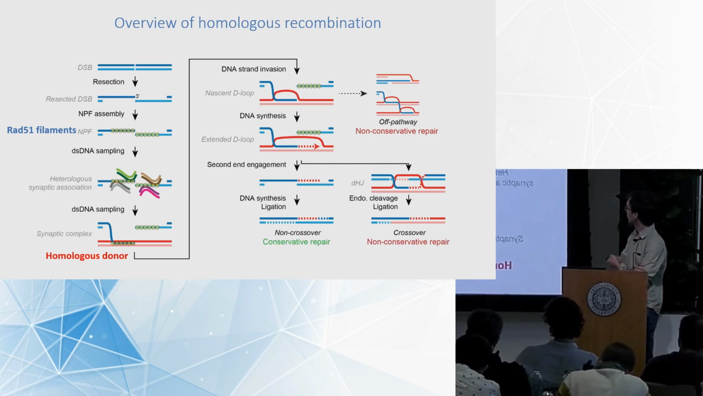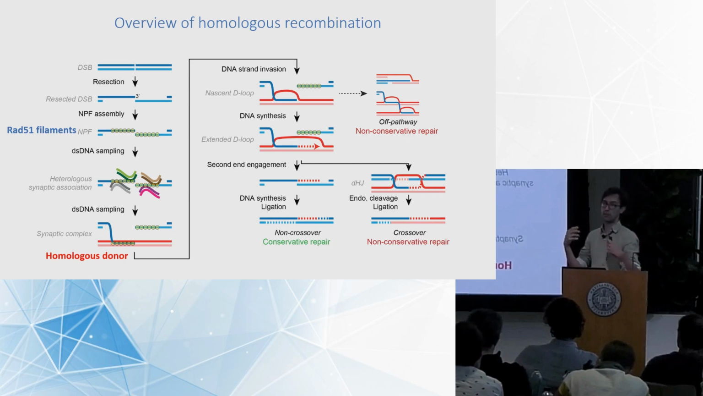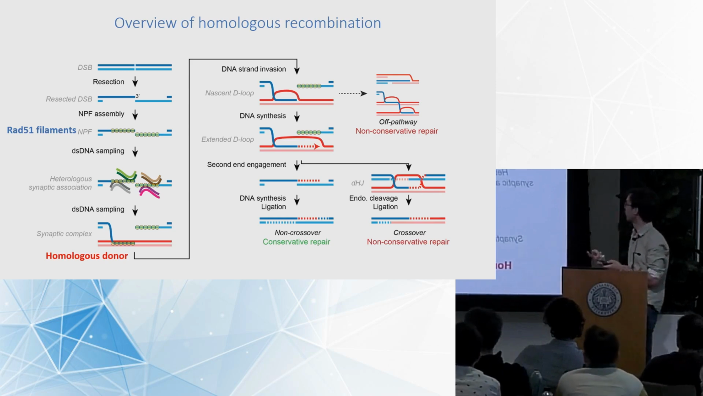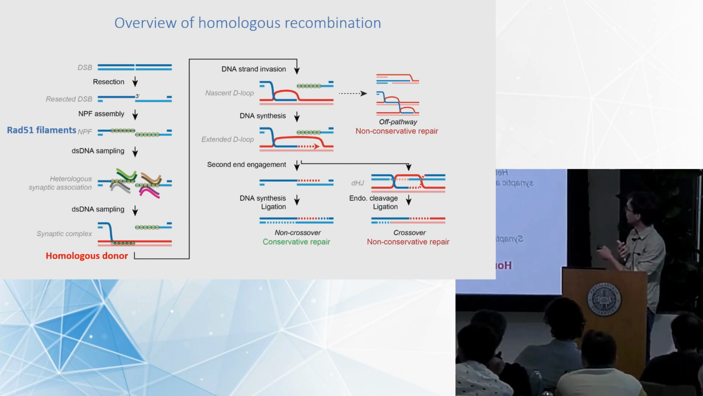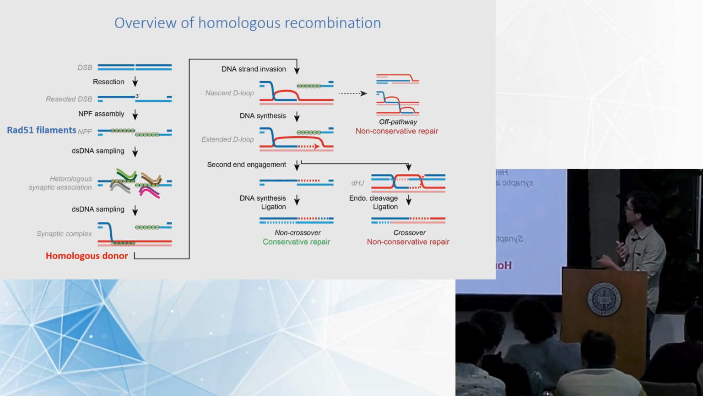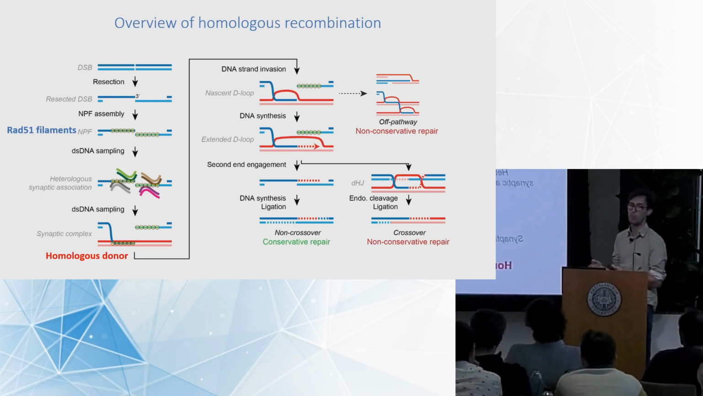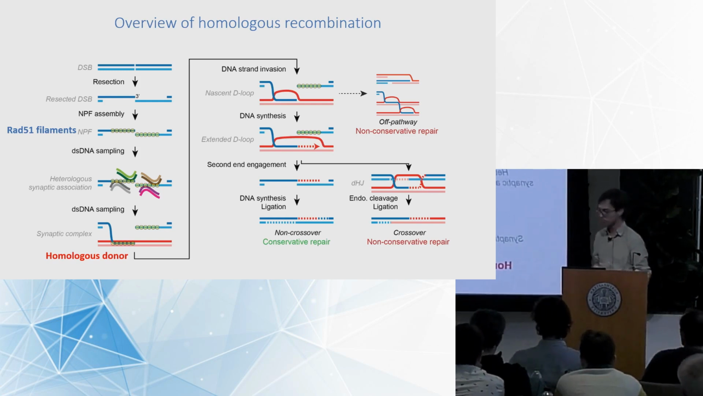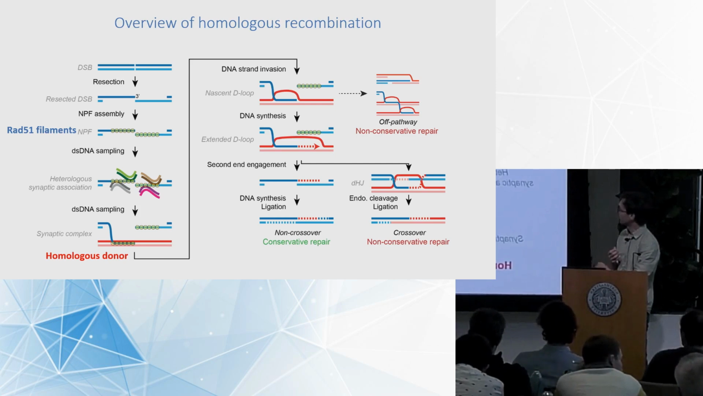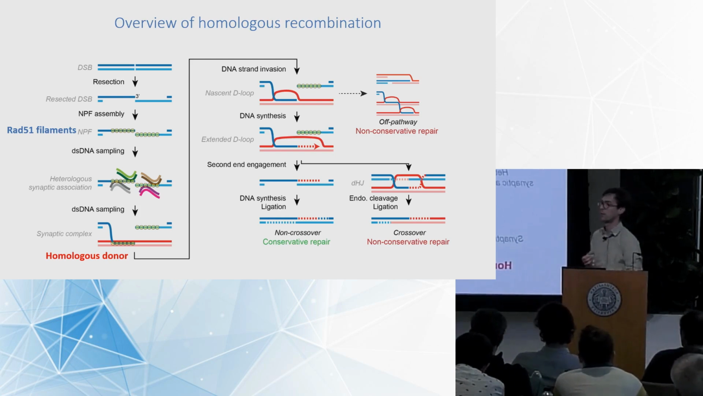And then there is a series of steps where essentially this entity has to engage with the DNA that collides with it in space and sample it for the presence of homology until a homologous donor is identified, which will lead to the formation of DNA joint molecules from which DNA synthesis can be primed that essentially restores the sequence information that was disrupted at the break site. And then I'm not going to go into this, but the final steps of the pathway lead to either a non-crossover, conservative repair outcome, or crossover.